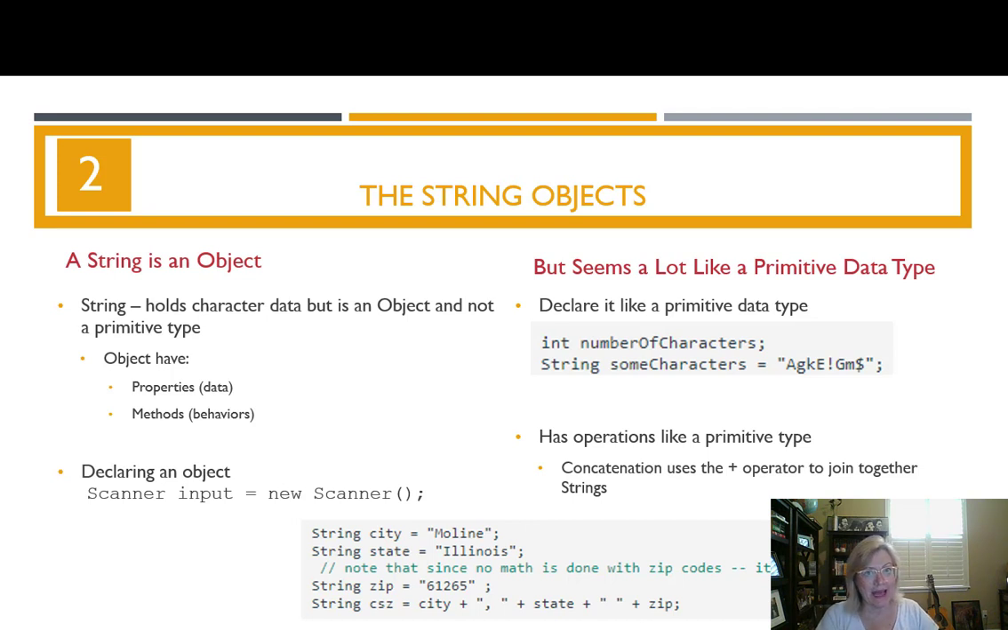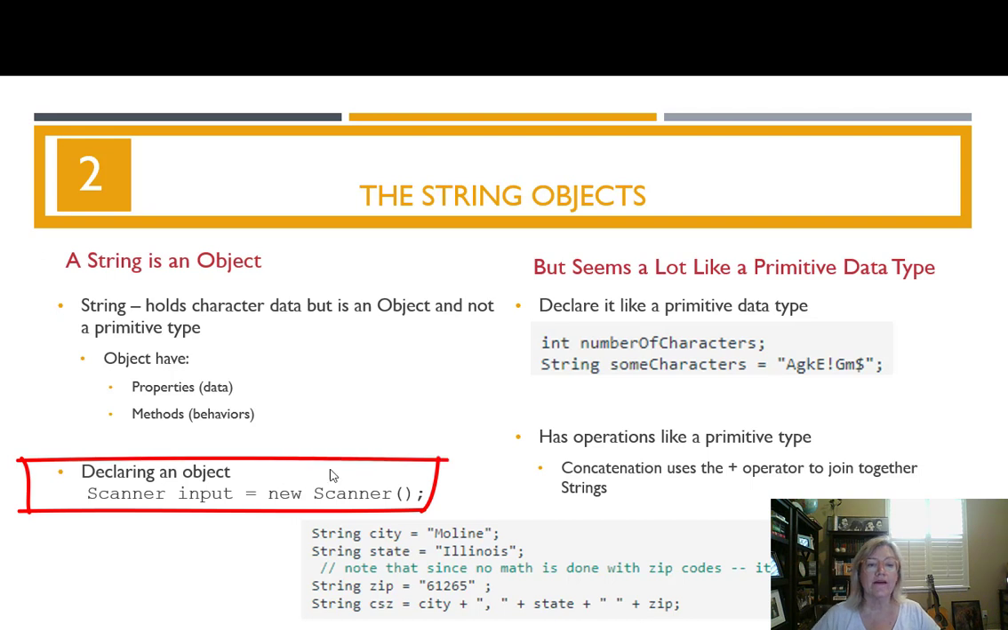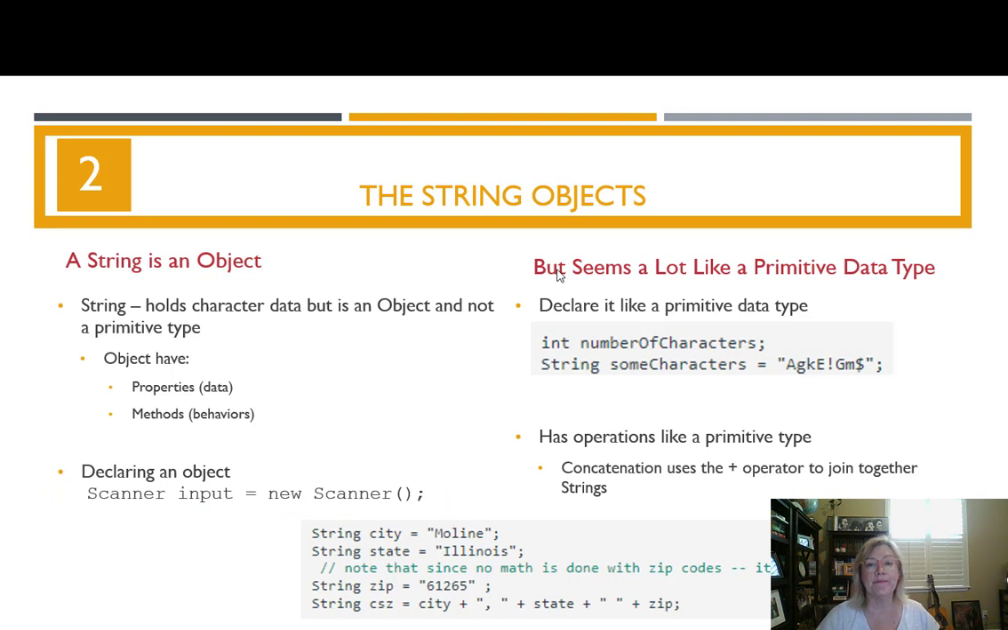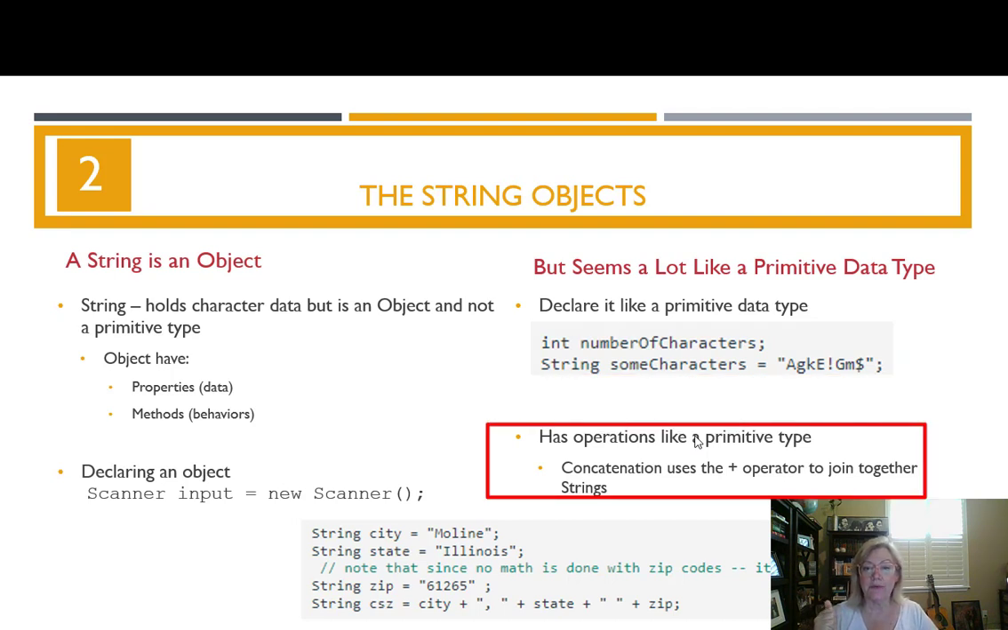And you're going to have a lab in which you're going to run a lot of methods of the string. To declare an object, as you know, you're going to write Scanner input equals new Scanner. But a string is going to be different. In a way, a string does act a little bit like a primitive data type, because to declare a string, you don't have to say String someCharacters equals new String. You could, though. All you have to do is write String someCharacters equals, and then put the string in there in the assignment. It also has some operations like a primitive data type.